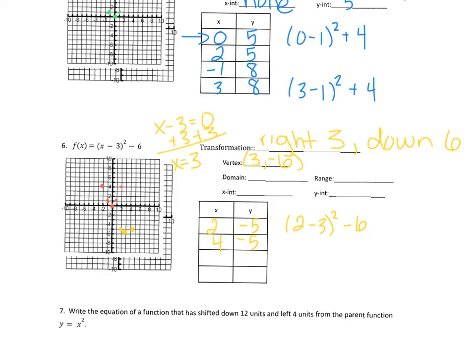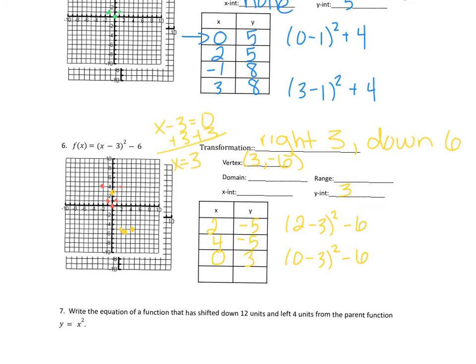And I can see right now that it is going to have an x-intercept and a y-intercept. So I'm going to do the y first. I'm going to plug 0 in here. So 0 minus 3 squared minus 6. Negative 3 squared is 9. 9 minus 6 is 3. So my y-intercept is 3 at 0, 3, all the way up there.